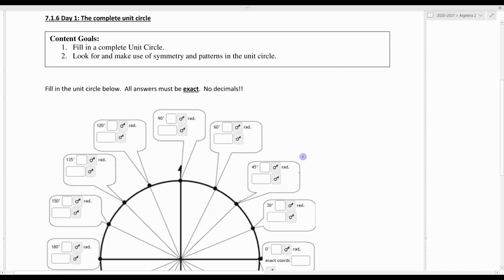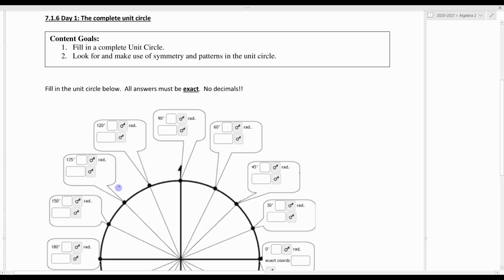So we have learned about sine, we've learned about cosine, we've learned how to convert degrees into radians, we've learned a lot of different things. And now we can pretty much do this for all of what we call the special angles that are on the unit circle. All right, so what we are seeing down here is the unit circle. So like I said, our goal is to fill this in. And another way that we're going to do that is by looking for and making use of symmetry and patterns that we see in the unit circle.